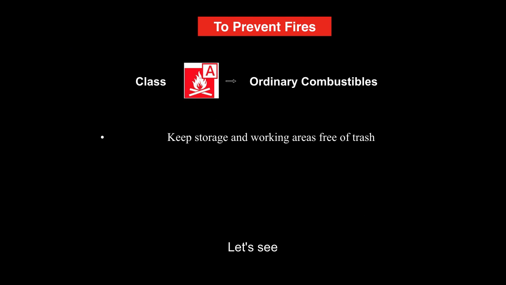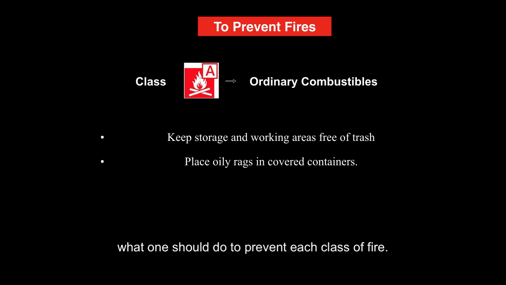Let's see what one should do to prevent each class of fire. To prevent Class A fire, that is ordinary combustibles like wood, one should keep storage and working area free of trash. One should place oily rags in covered containers.